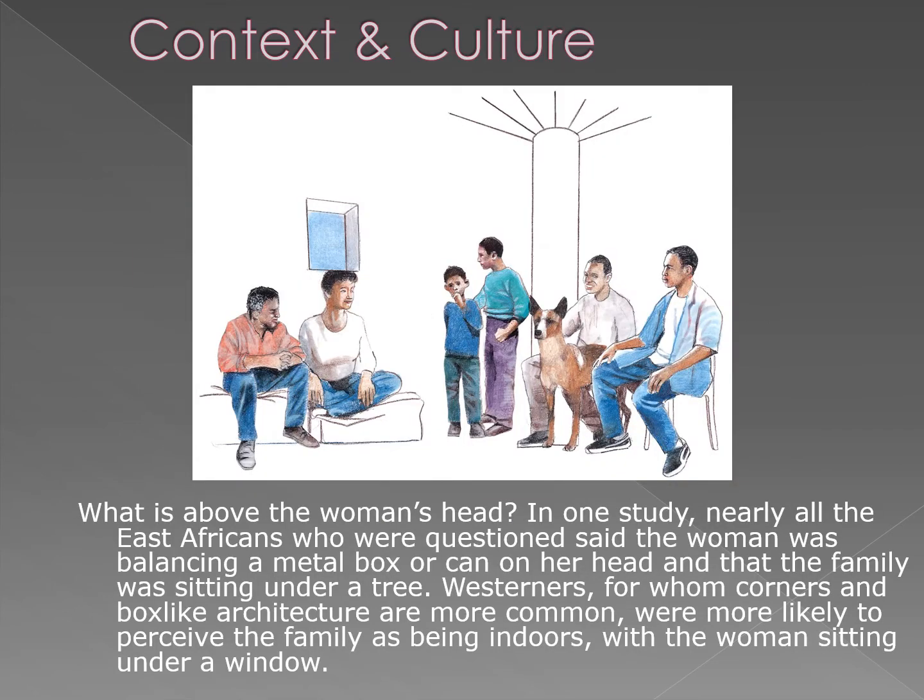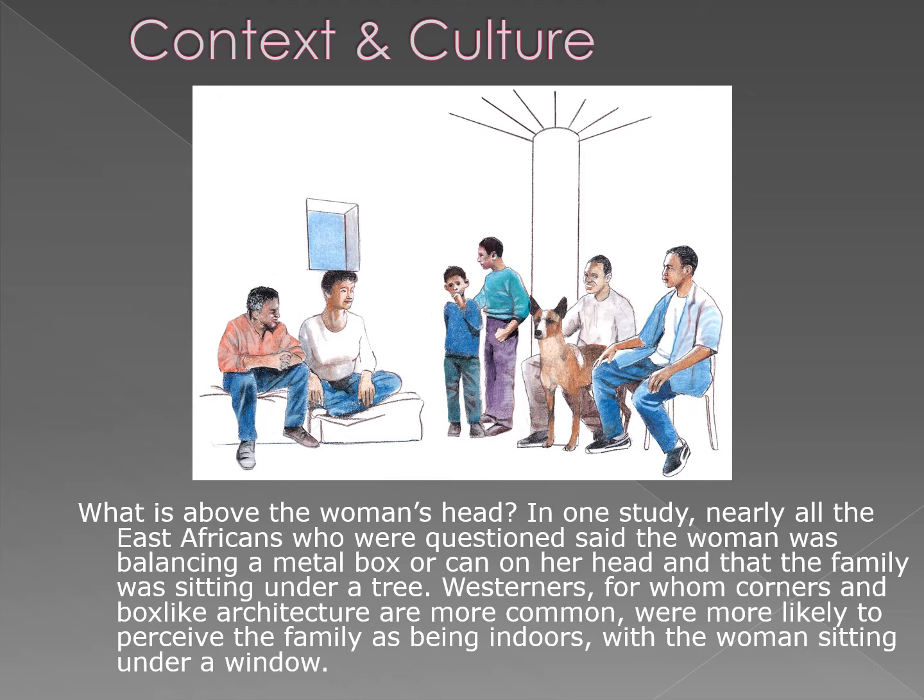So look at this picture. Think for a second, what do you see here? Well, they did a little study, a survey, and they asked people what they see here. What's above the woman's head? In one study, nearly all East Africans who were questioned said the woman was balancing a metal box or a can on her head and that the family was sitting under a tree. Westerners, and we're Westerners, for whom corners and box-like architecture are more common, were more likely to perceive the family as being indoors with the woman sitting under a window.